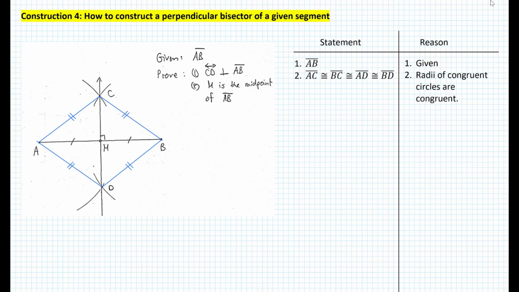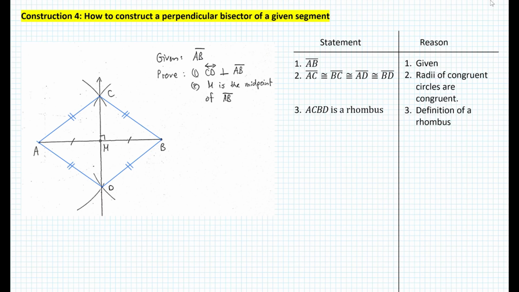Now, what kind of shape is this? ACBD. It actually turns out that when all the sides of a quadrilateral are congruent, then we know for sure that it is a rhombus. We don't know if it's a square, but for sure we know it's a rhombus. So let's write that in. Here we have ACBD is a rhombus because that is the definition of a rhombus. As we remember a while ago, a rhombus is a quadrilateral with all sides congruent.